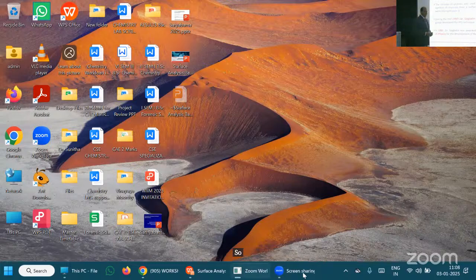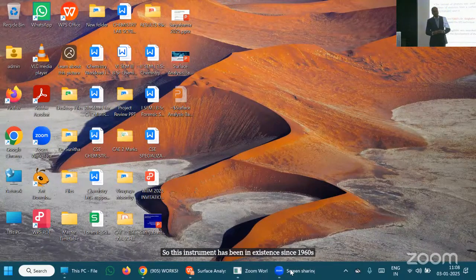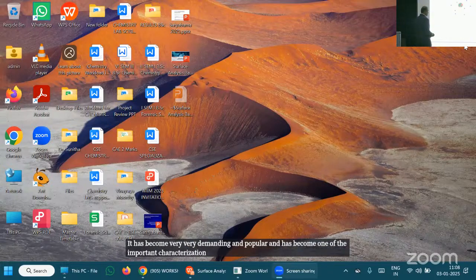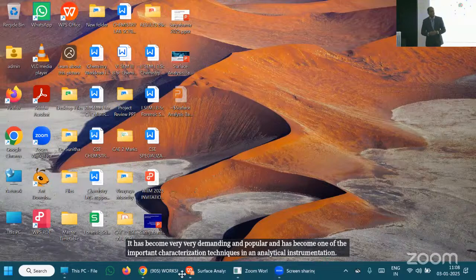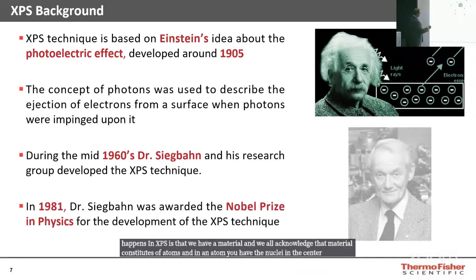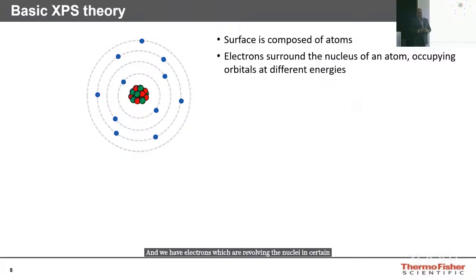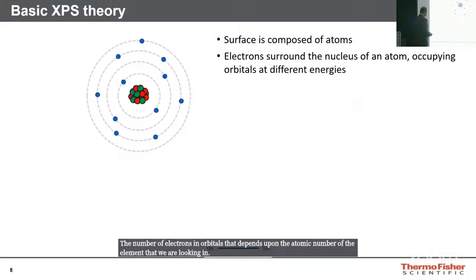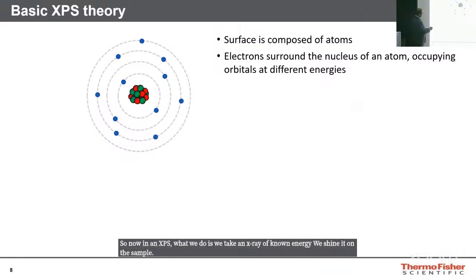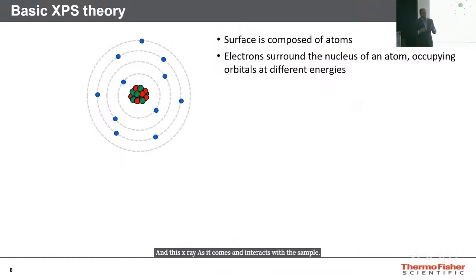So this instrument has been in existence since the 1960s, and particularly from 2000, it has become very much in demand and popular, and has become one of the important characterization techniques in analytical instrumentation. So what happens in XPS is that we have a material, and we all acknowledge that material consists of atoms. In an atom, you have the nucleus in the center, and electrons revolving around the nucleus in certain fixed orbitals. The number of electrons in the orbitals depends upon the atomic number of the element we are looking at. Now in XPS, we take an X-ray of known energy and shine it on the sample, and as this X-ray interacts with the sample, it imparts its energy and momentum on the electrons revolving in the orbitals.